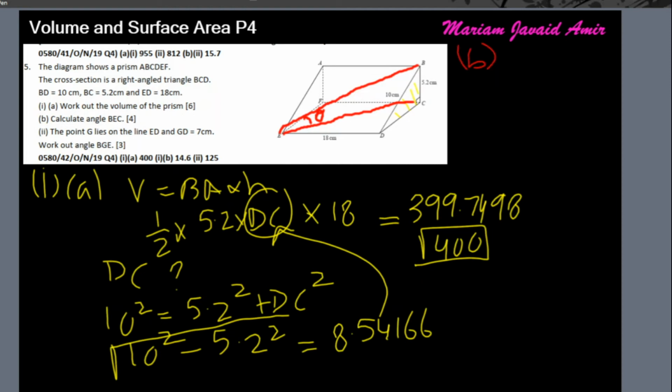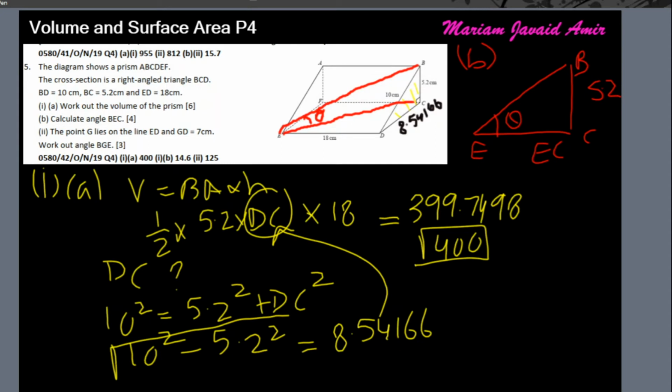For part B, we have B to C, which is 5.2. We don't have length C to E, and we don't have length E to B either. So we need to find EC first, again by using Pythagoras theorem. We've already got DC, which is 8.5416. I'll write till 4 decimal places at least, because whenever we're using a particular value in the next part, we're supposed to use the unrounded answer.